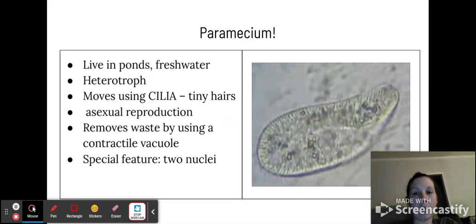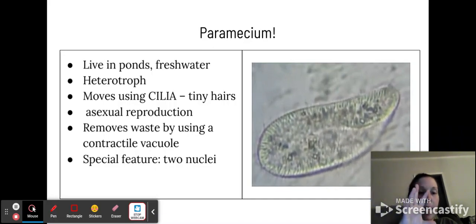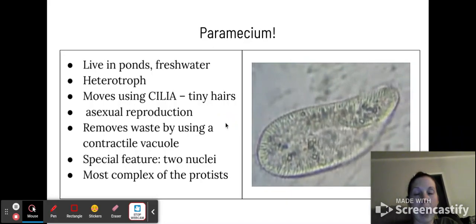And their special feature is that they actually have two nuclei. I think they usually call these a macronucleus and a micronucleus, which is why they have two. And these are the most complex of the protists.